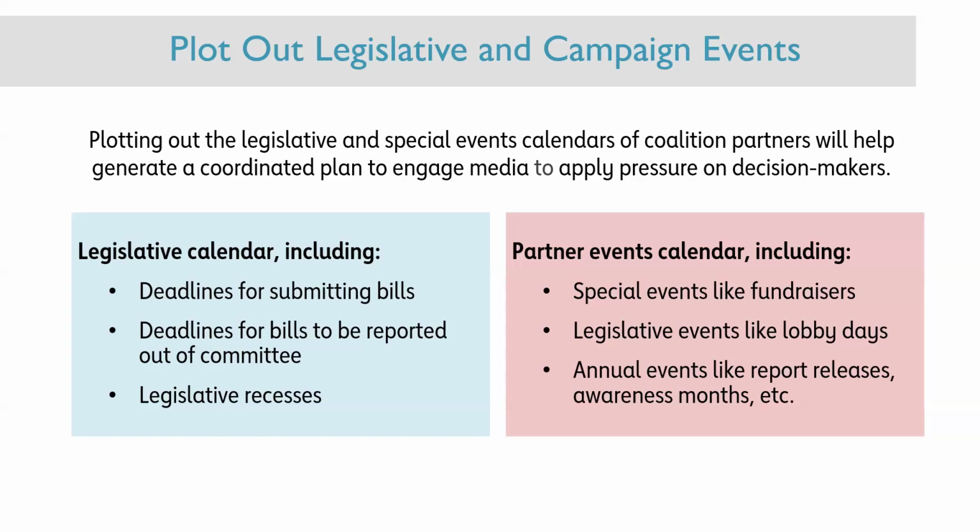So let's look at a legislative calendar. It should include deadlines for submitting any bills, deadlines for bills to be reported out of a committee, and legislative recesses. So make sure you're following along with what's going on in the legislative office. The partner events calendar should include your special events like your fundraisers, legislative events like lobby days, and annual events like report releases, awareness months, etc.